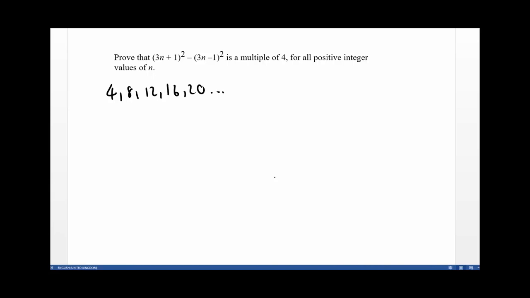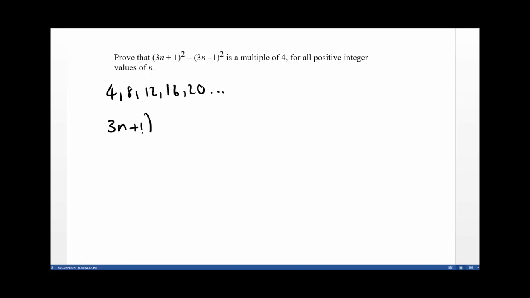Okay. Now, what we're going to do, we're looking for an answer that's going to be a multiple of 4. 4, 8, 12, 16, 20. Our final answer has to contain some element of that. We either find that by factorizing, etc. Okay, so let's do it now.